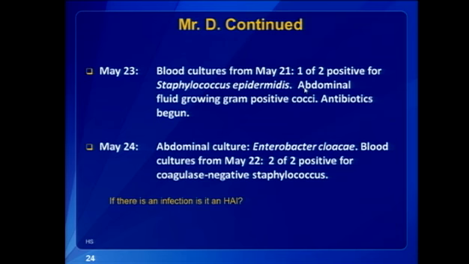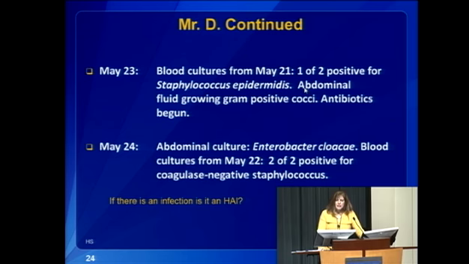On the 23rd, the blood cultures from May 21st are one of 2 positive for staph epidermidis. Abdominal fluid is growing gram-positive cocci, and they start antibiotics. And on the 24th, the abdominal culture is positive for E. cloacae. The blood cultures from the 22nd, 2 of 2 are positive for coag-negative staph.